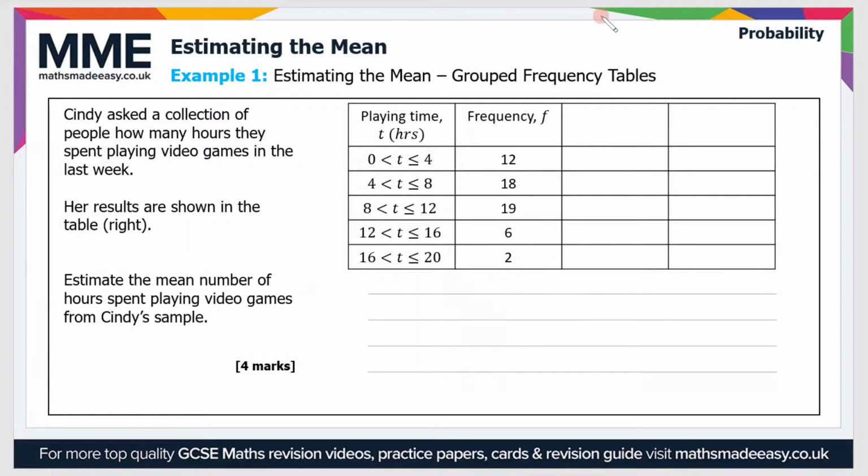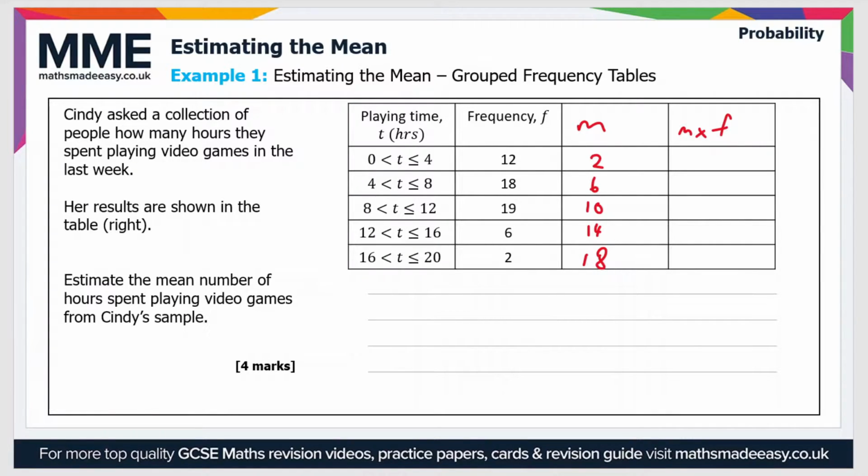So we're going to give these new columns the headings M, where M stands for midpoint, and we're going to give the second column a heading of M times F. So that's the midpoint times the frequency. So let's go through and fill out the midpoint column first. So the midpoint is the midpoint of the class interval for each row. So the first midpoint is 2, as that's halfway between 0 and 4. And if we go through and fill out the rest, we get 6, 10, 14 and 18.